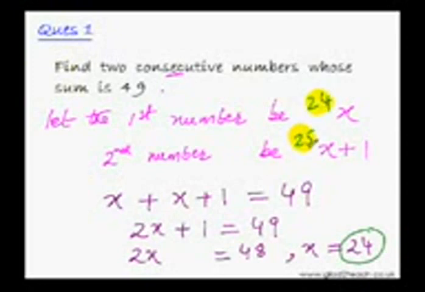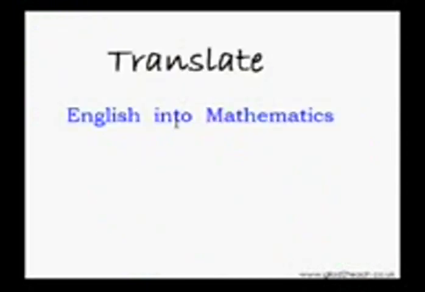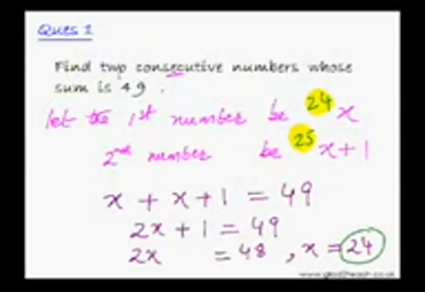And you can even double check the answer. See, 24 and 25, they are consecutive, no problem with that, and they also add up to 49. So as we have just seen, solving any word problem is very easy if you know how to translate English into mathematics. See, we translated this English sentence into this algebraic equation.